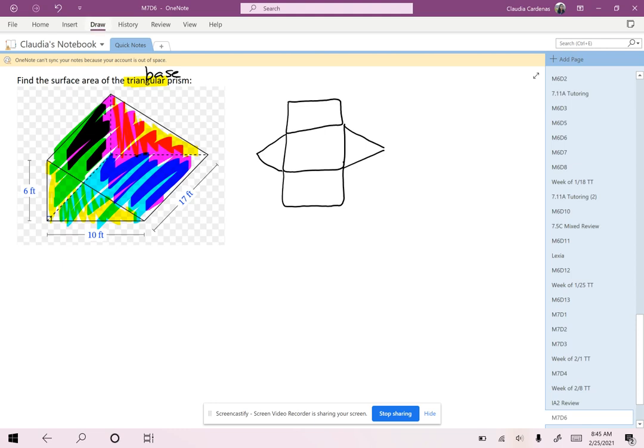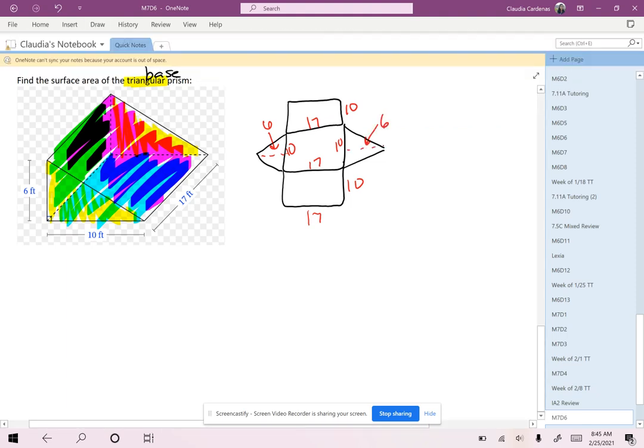Alrighty, so if I clean this up just a little bit, I know that the triangle bases have a base of 10 and a height of 6. And then I also know that the rectangular sides are 10 by 17, oops, I put it on the wrong side. And I know that because if this side is 10, then that means this side has to be 17. So this length is 17, and this length is 10, 10, and 10, and 6.